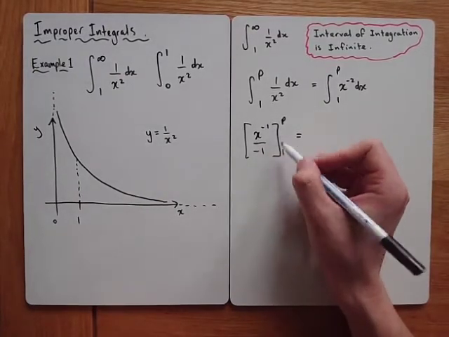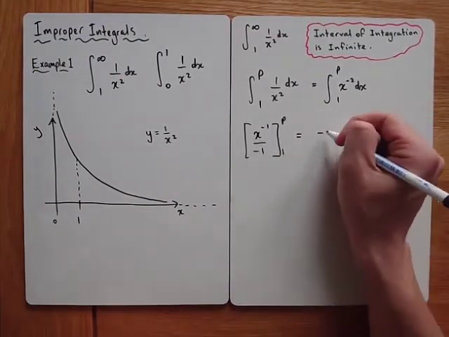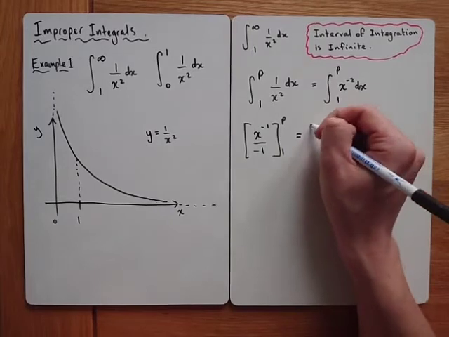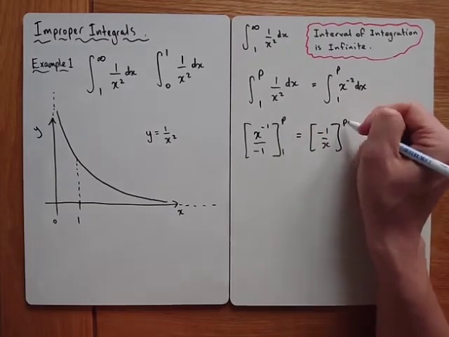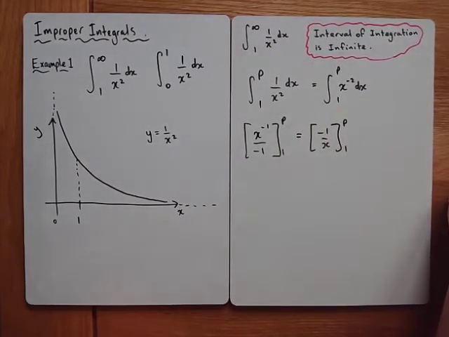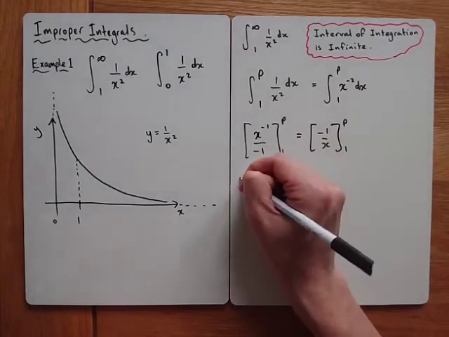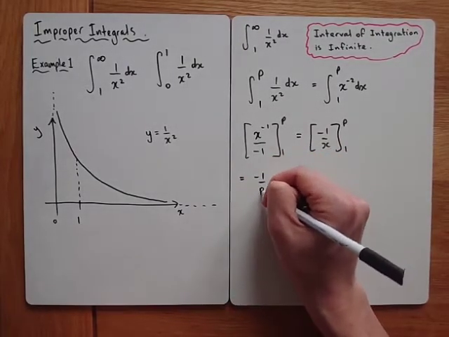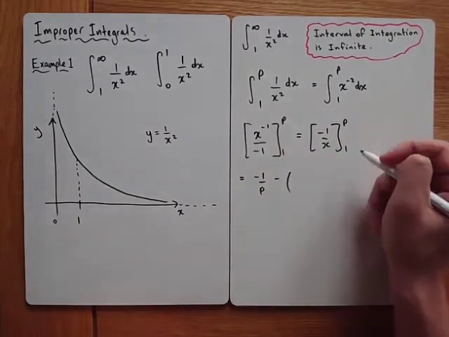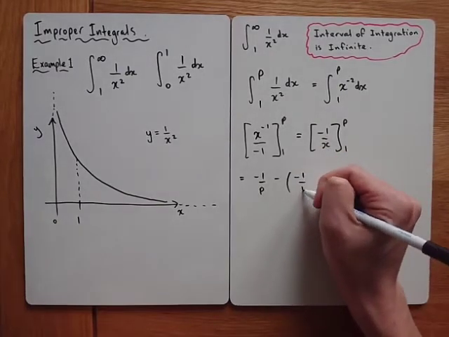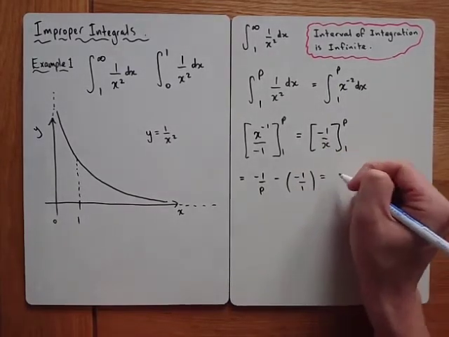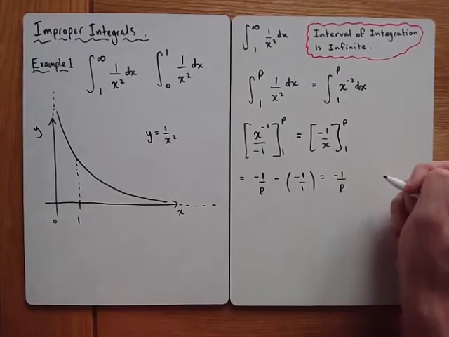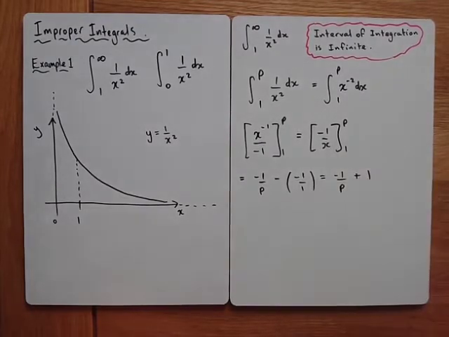Before we sub the limits in, let's tidy this up. So I'm going to write this as minus 1 over x between p and 1. Okay, so we would get minus 1 over p minus 1 over 1, which would be minus 1 over p plus 1.